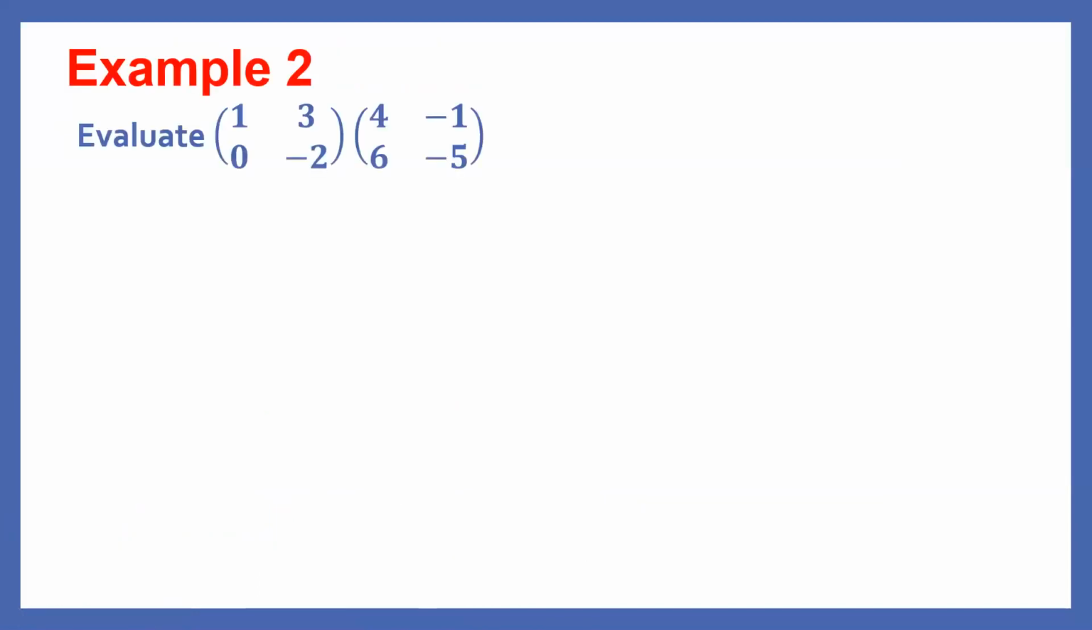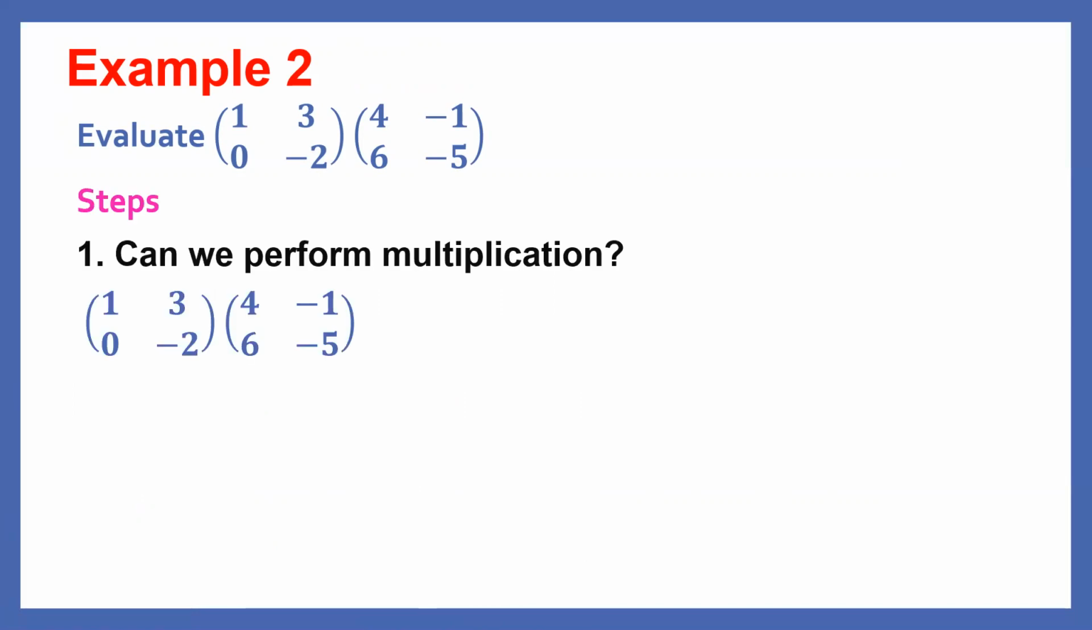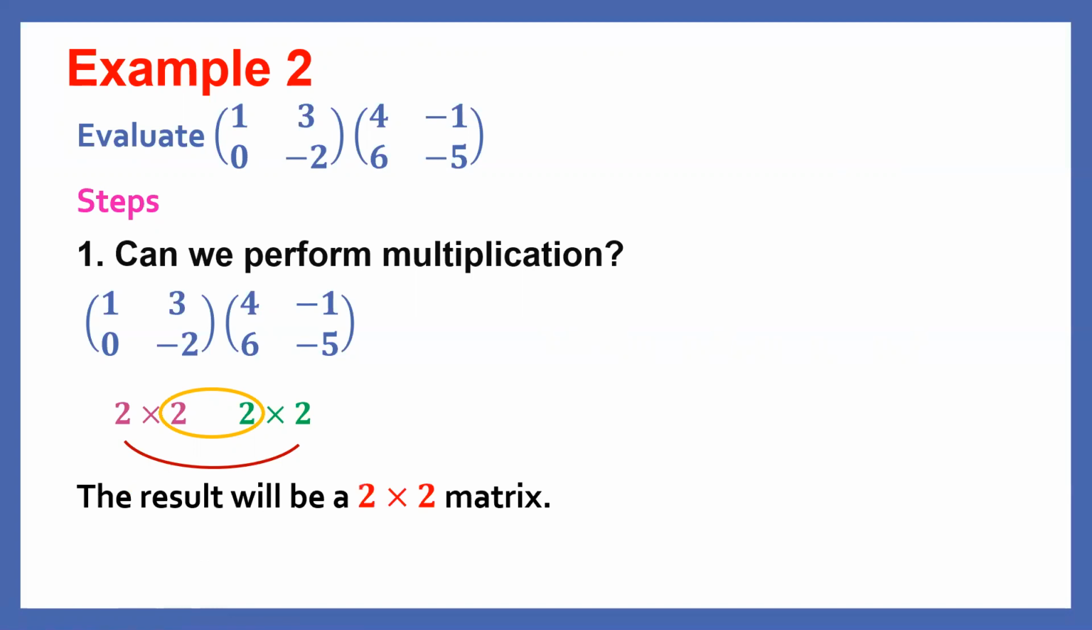Second example, I need to evaluate this. So first step would be, can we perform multiplication? Can we multiply these two matrices? So first I need to find the order of both matrices. So here both matrices are of order 2 by 2. I check whether these two are equal. Yes. So I can multiply. And the resulting matrix will be of order 2 by 2.